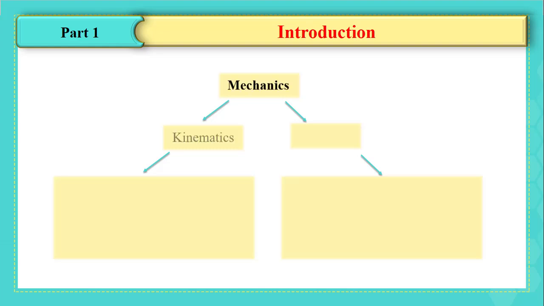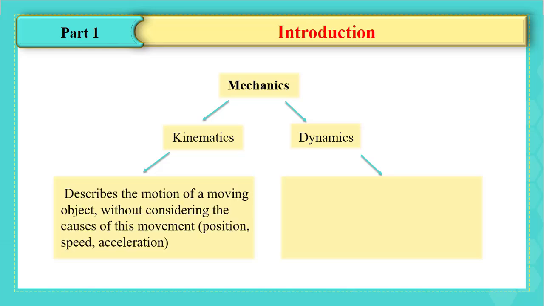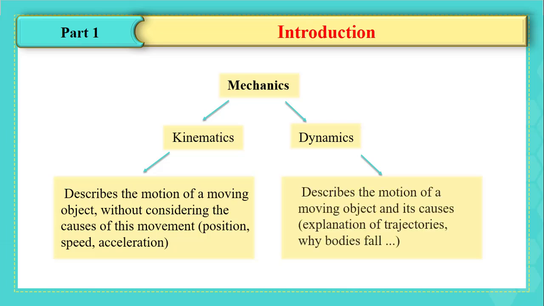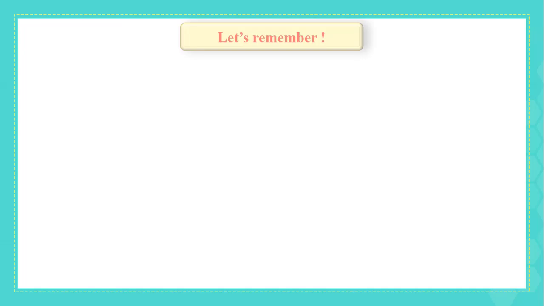Mechanics has two branches, kinematics and dynamics. We have studied kinematics in the previous lesson, where the motion is described using position vector, velocity, and acceleration, regardless of the causes of this motion. In chapter 8, we are going to study dynamics, where we describe the motion of a moving object and its causes. In other words, we are going to study forces.